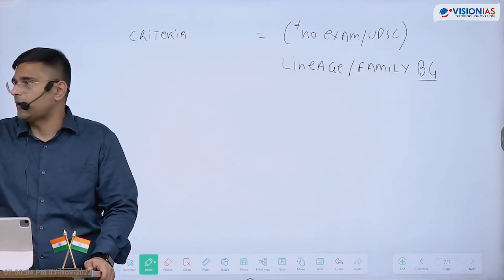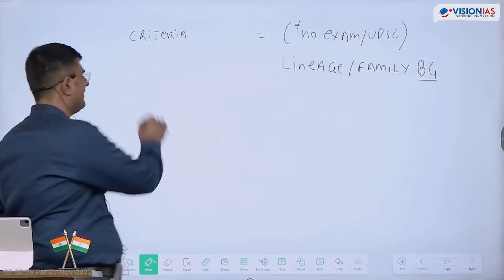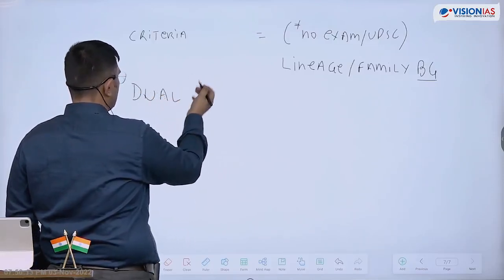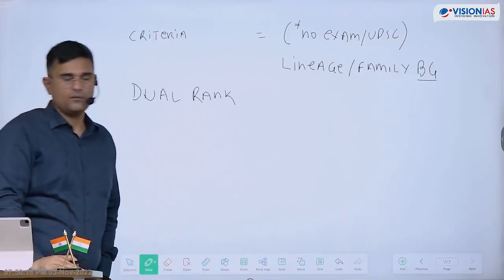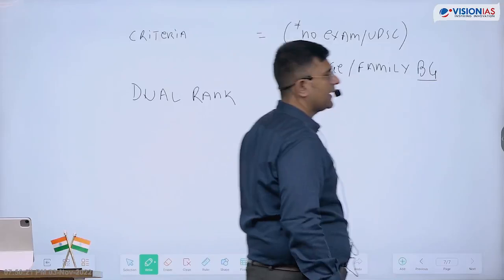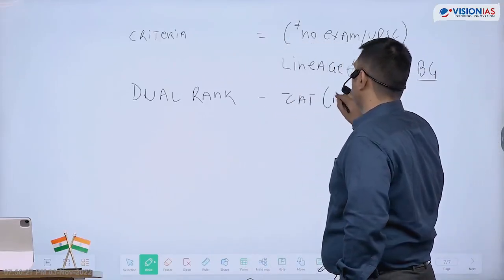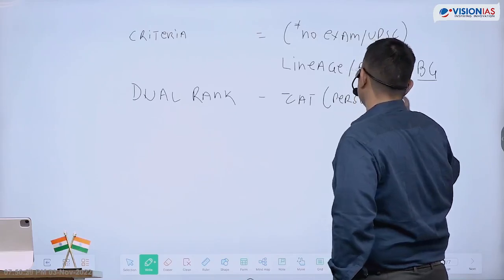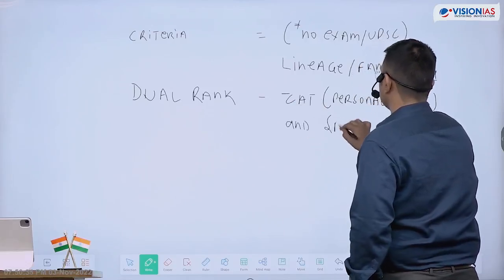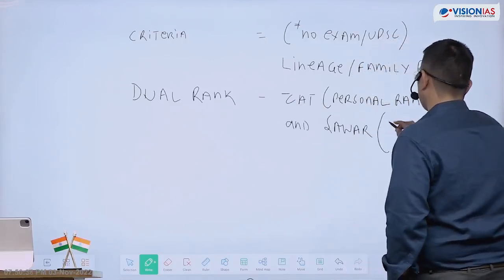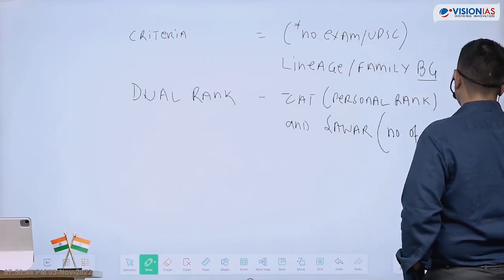There is no exam. Next, every mansabdar had dual rank, meaning two ranks. Zat, in brackets personal rank, and Sawar, in brackets number of horsemen or army.